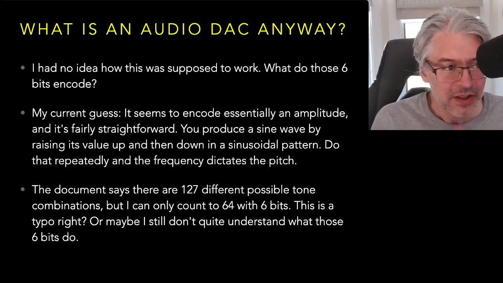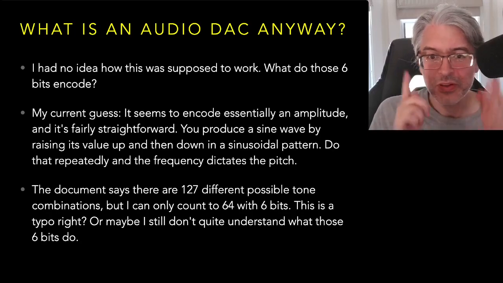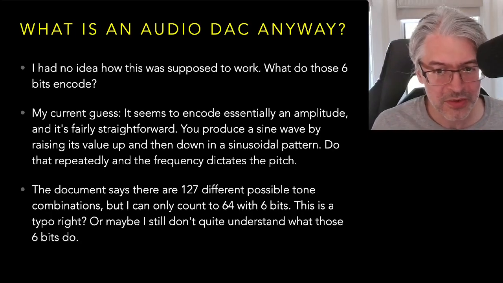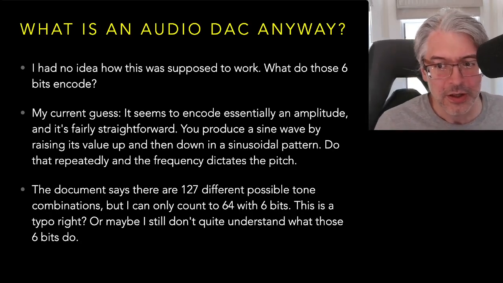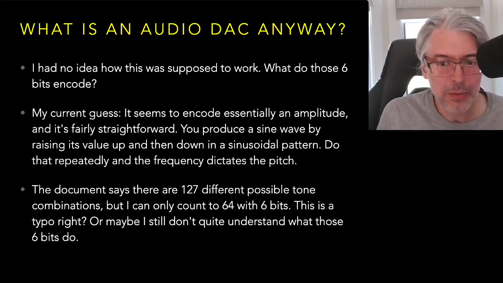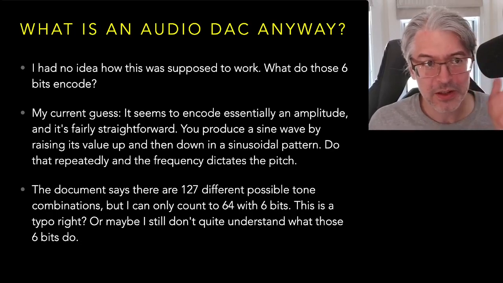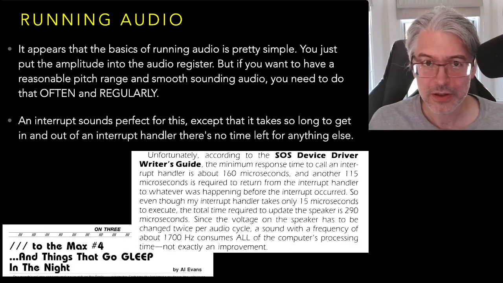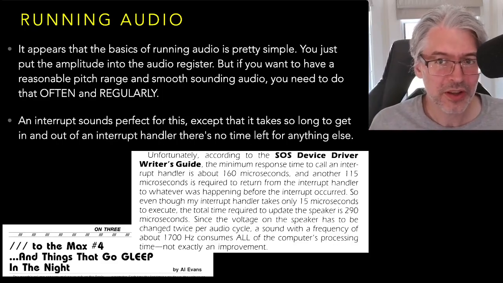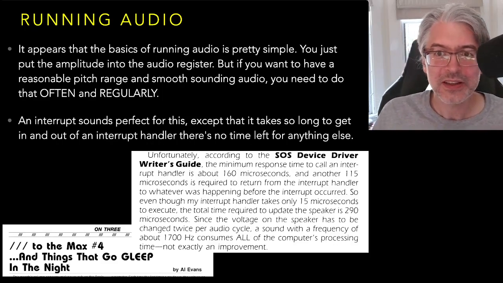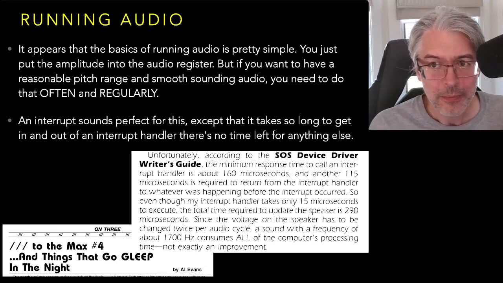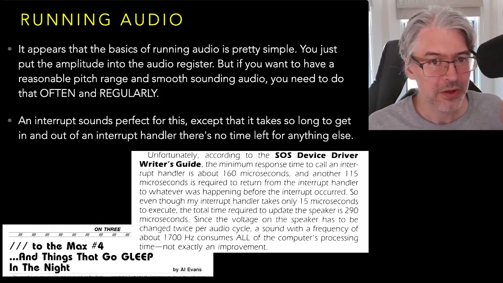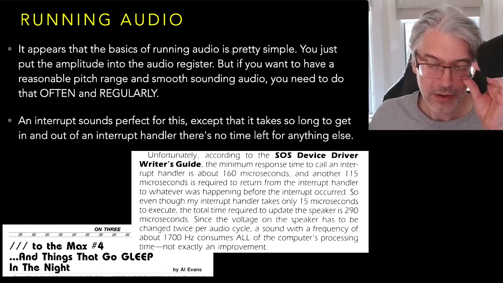So the document that I showed on the previous slide says there are 127 different possible tone combinations, but I can only count to 64 with 6 bits, so it's a typo? I don't know. Or maybe I still am not understanding something about what those 6 bits do, but in any event, the basics of running the audio is pretty simple. You just put the amplitude in that audio register. If you want to have a reasonable pitch and smooth sounding audio, though, you have to do it often and regularly.